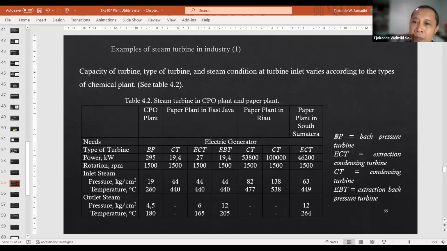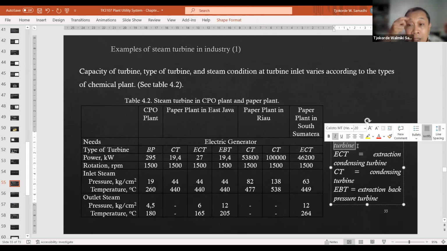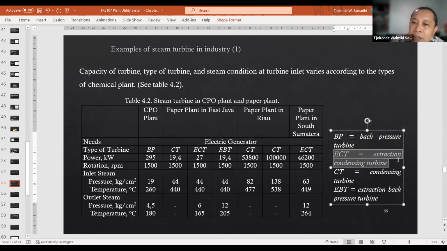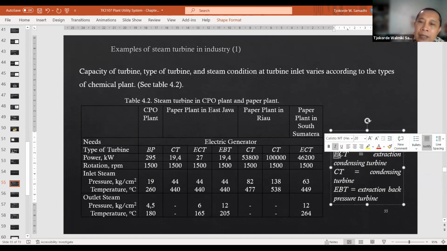And here are some terminologies. PP is back pressure turbine; check back your notes about what that means. ECT is extraction condensing turbine, CT is condensing turbine, and EBT is extraction back pressure turbine. Whenever you hear the word extraction turbine, please keep in mind that it means the turbine extracts steam at its intermediate stage. A turbine invariably consists of more than one expansion stage, and in between those stages we can install a steam tapping line, a steam extraction line.